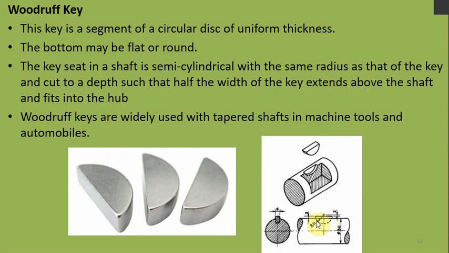So here you can see in the figure, part of the key is inside the hub and part is projecting out of the shaft. This projected part will fit into the hub, so that it will arrest the relative movement of shaft and hub. Woodruff keys are widely used with tapered shafts in machine tools and automobiles.